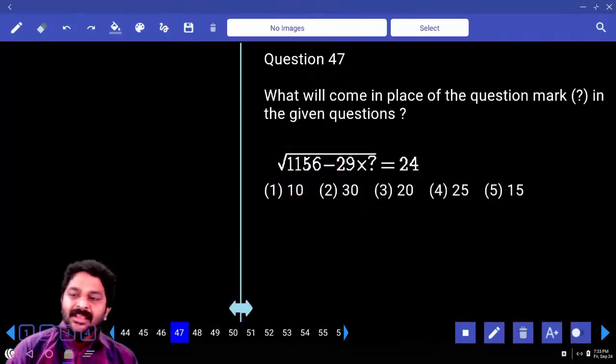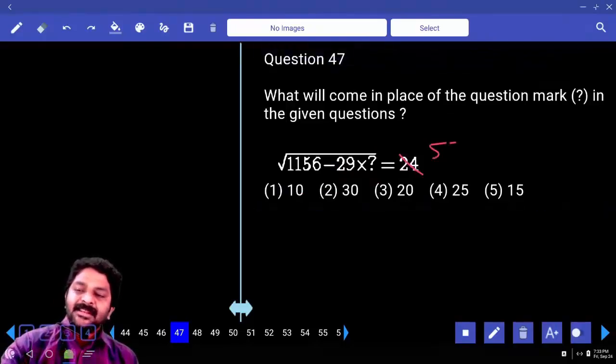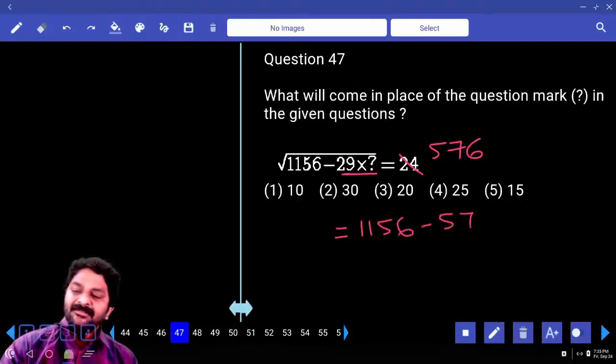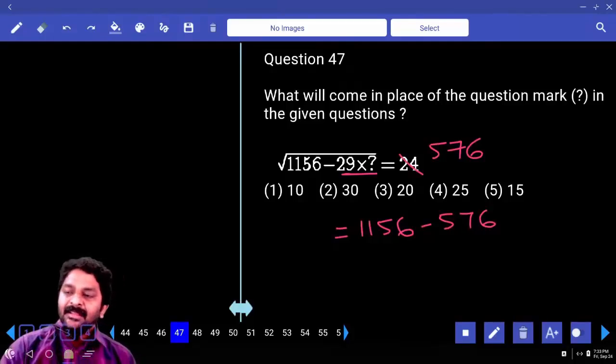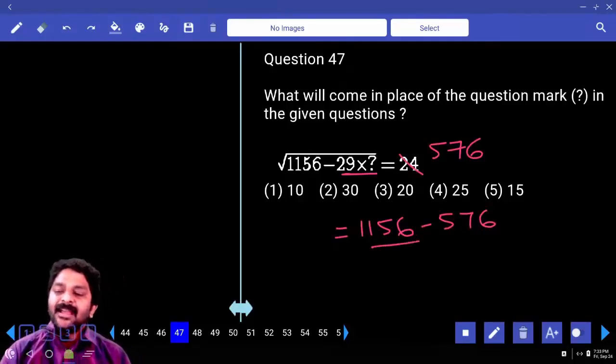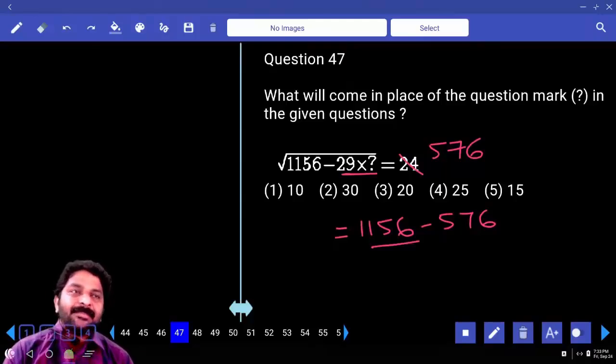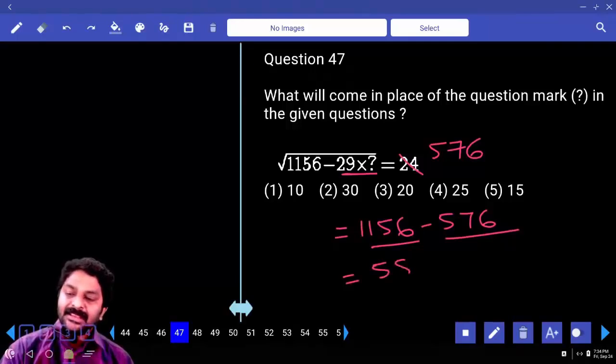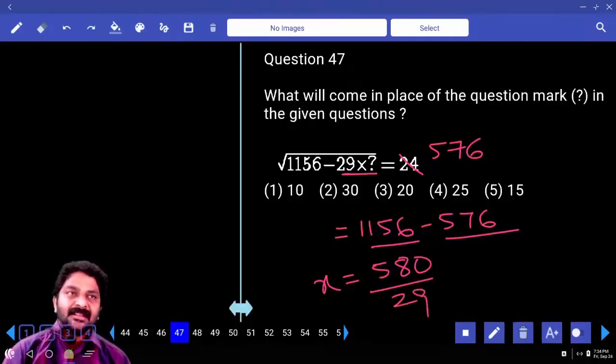Next. Squaring on both sides, right hand side you will have 576. Minus 29x goes to right hand side. So 29x is equal to 1156 minus 576, correct? Now subtract 556 first. When you subtract 556, you will have 600. And again you have to subtract 20 more. That is answer 580, which is equal to 29x. X is equal to 580 divided by 29. Answer 20.